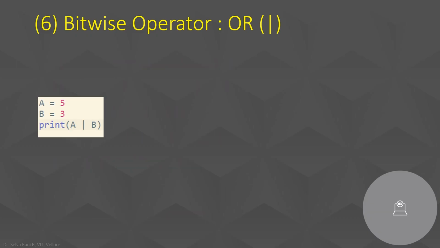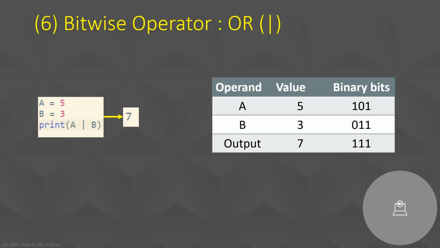Let's take the same example. A is equal to 5, B is equal to 3. Print A OR B. And the result is 7. How? The binary bit stream for A value 5 is 101 and for B is 011. Let's do the OR operation. 1 or 1, the result is 1. 0 or 1, the result is 1. 1 or 0, the result is 1. So 111, which is equivalent to 7 in decimal.